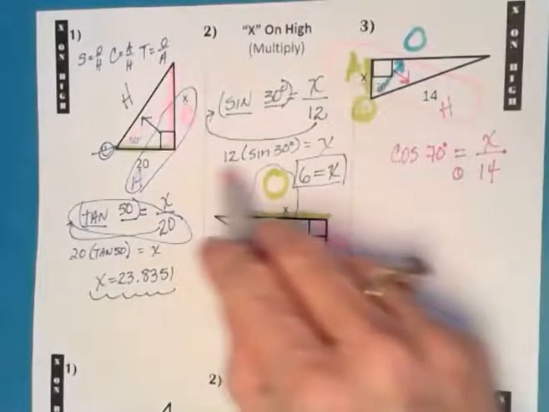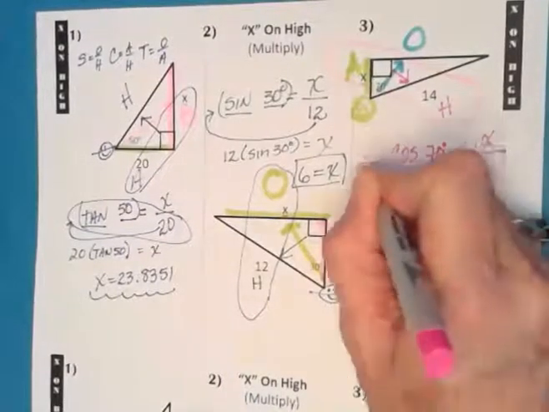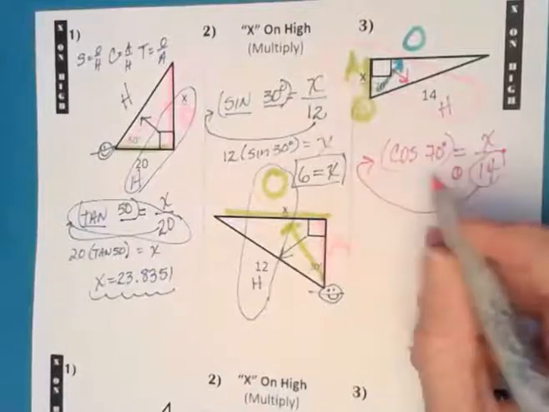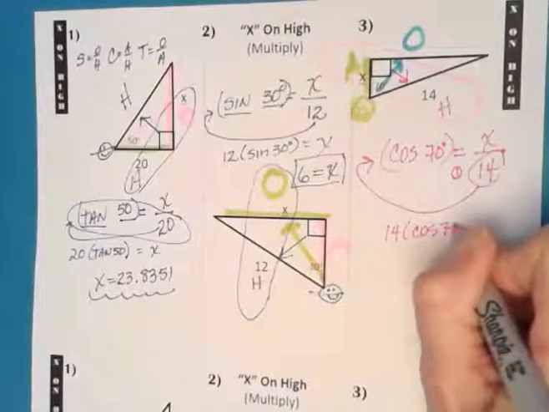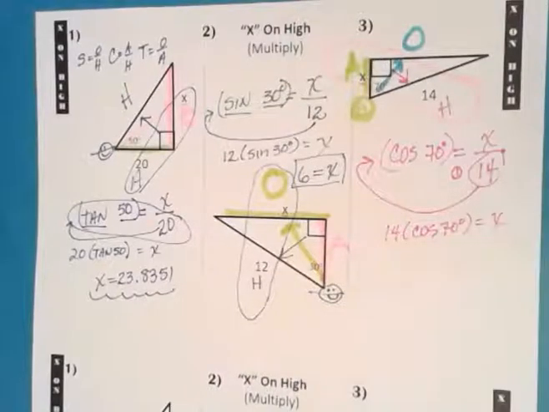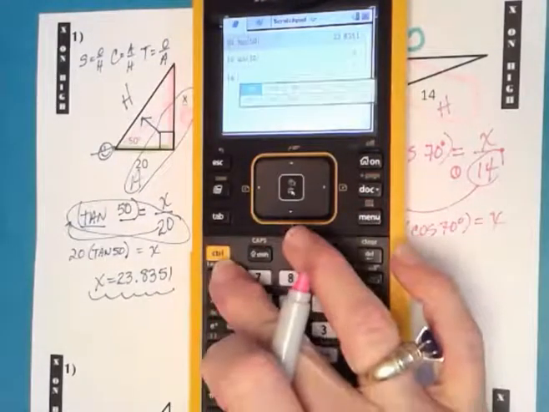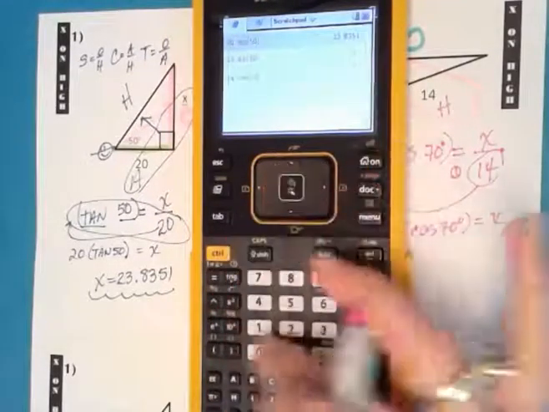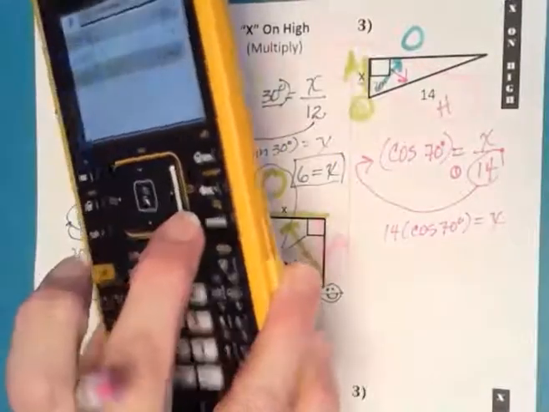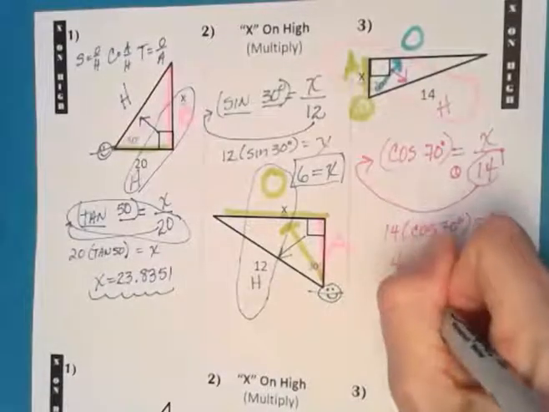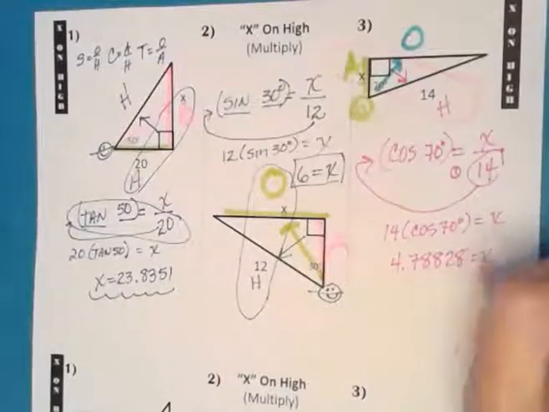So just like in the other two problems, when x is on high, we take this 14 and we multiply it times that stored value. So we'll do 14 times cosine 70 to get x, 14 times cosine 70, and there it is, 4.78828. 4.78828 equals x.